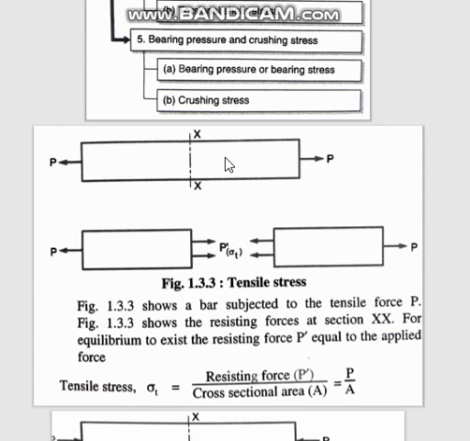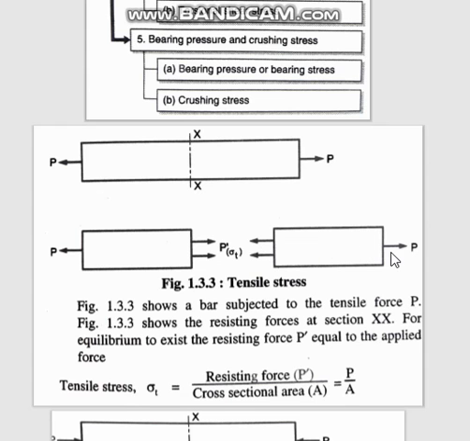Okay, if at this cross section you cut and make it into two different parts, we will see that internally, because of this force P, which is there on both ends, some internal lines of forces are acting here. These lines of forces are resisting that external load P. So these internal forces per unit area, that is the stress that is developing.